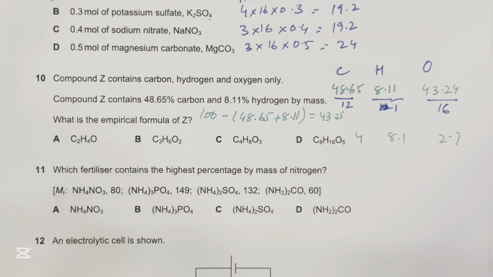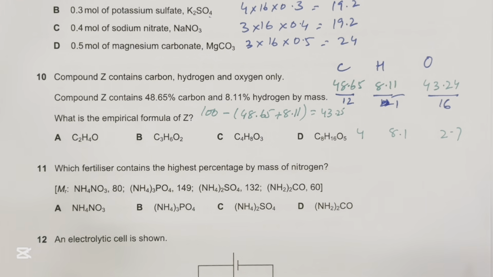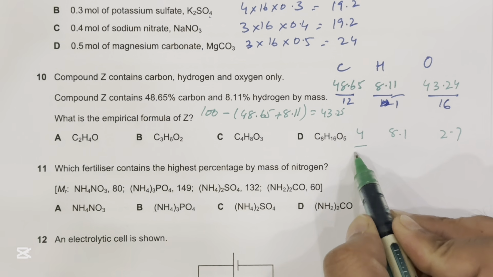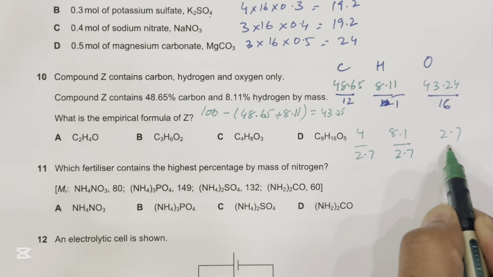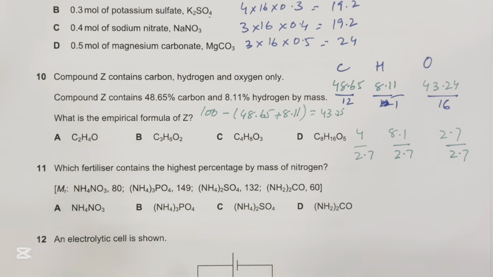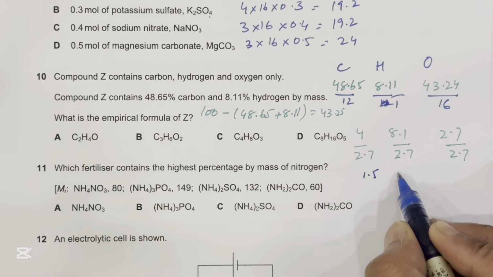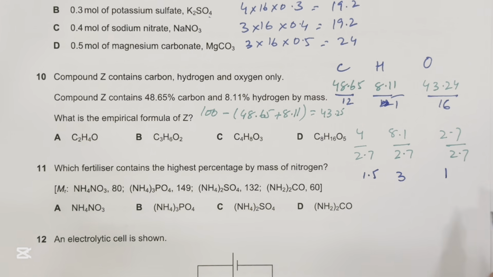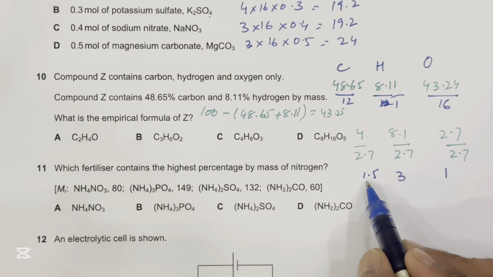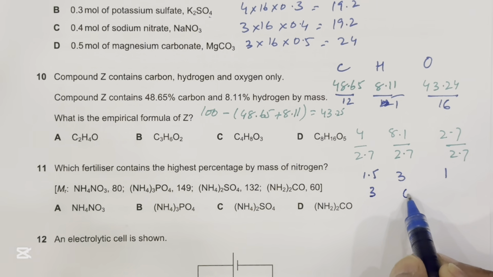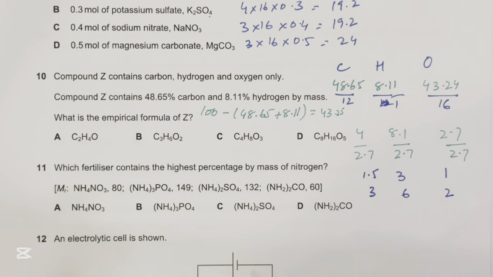Now you need to divide by the least number of moles, and the least number of moles is 2.7. So you have to divide all those moles by 2.7. You get the answer that is almost 1.5, 3 and 1. Now you need to multiply by a constant to get the whole number. If you multiply this by 2, you would get 3, then you would get 6 and 2. It means that carbon has 3, hydrogen has 6 and oxygen has 2 atoms.